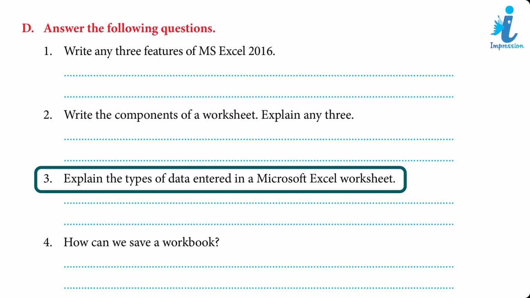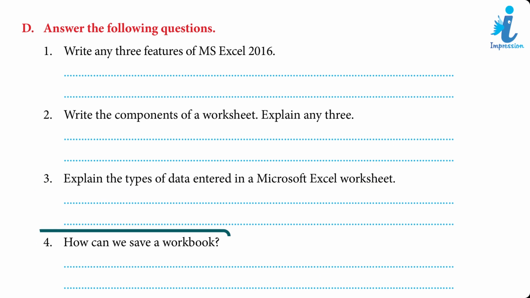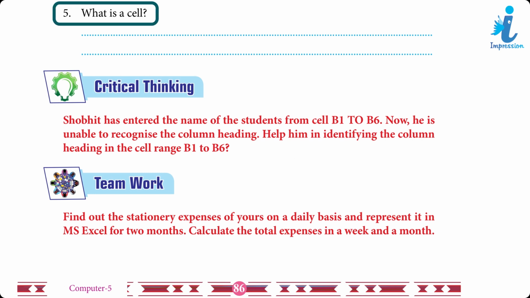3. Explain the types of data entered in a Microsoft Excel worksheet. Answer: we can enter 3 types of data in a Microsoft Excel worksheet: numbers, text, and formula. 4. How can we save a workbook? Answer: follow the steps to save a workbook. Click on the File tab. Select the option Save or Save As. 5. What is a cell? Answer: a cell is an intersection of rows and columns. It is the smallest unit in a worksheet, and text as well as numbers can be written in it.